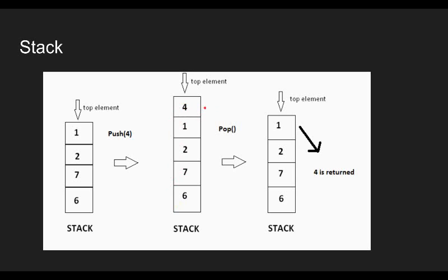Let's say we want to pop an element from this stack. So we will pop the last added element, which is 4. So now 4 is returned and top is decremented by 1. Then top will be equal to 3 again.